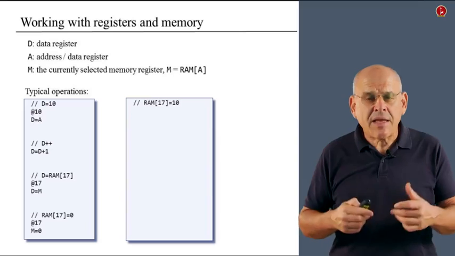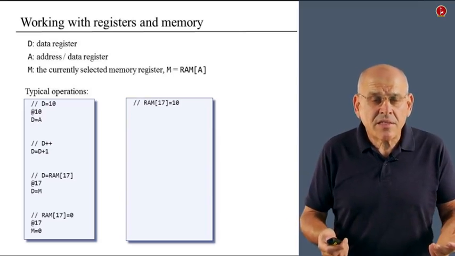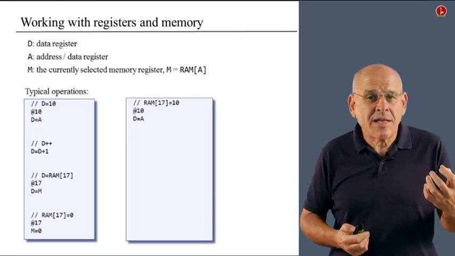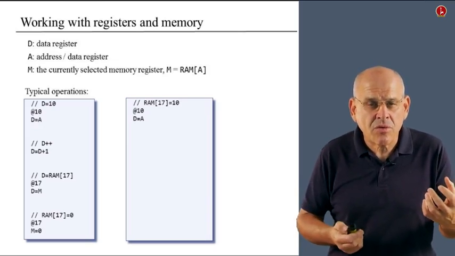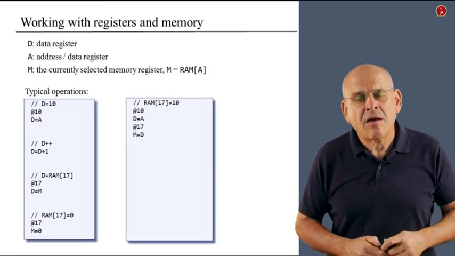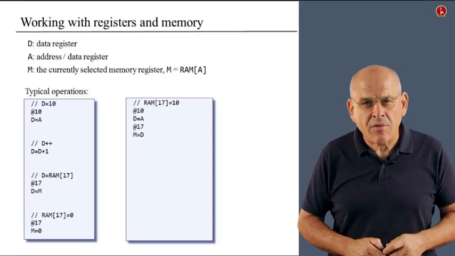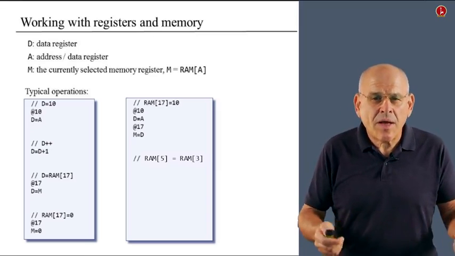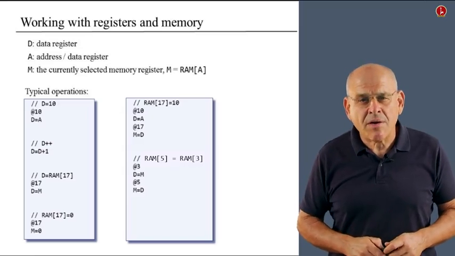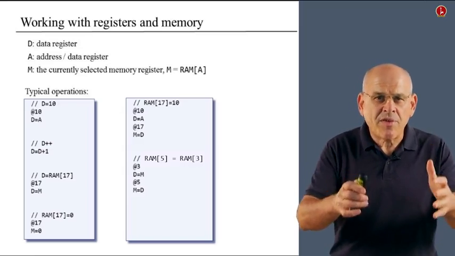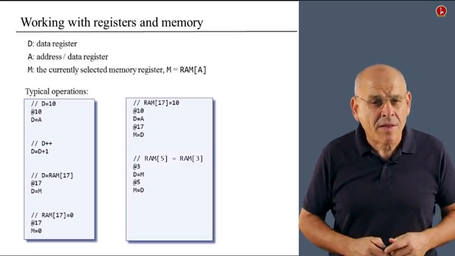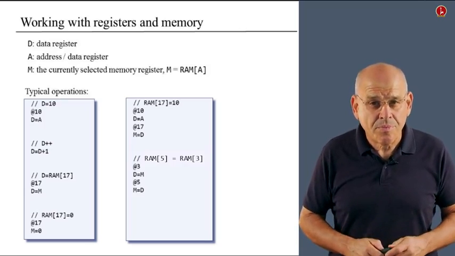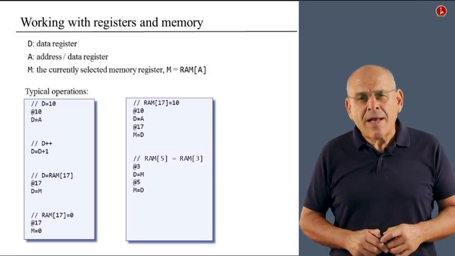Moving along, what about setting RAM 17 to 10? Well, I can do this using a combination of what I did before. First of all, I acquire the constant 10 somehow, using these two instructions, and then I set RAM 17 to the value of D, which by now is 10. What about setting RAM 3 to RAM 5? Well, once again, we can do it using similar operations, and if you want, you can stop the video, take another look at all these 5 code examples, and convince yourself that they do what they intend to do.